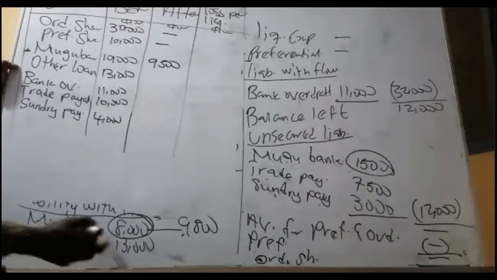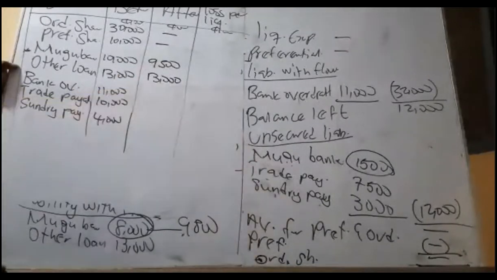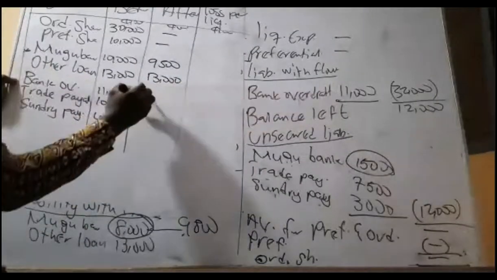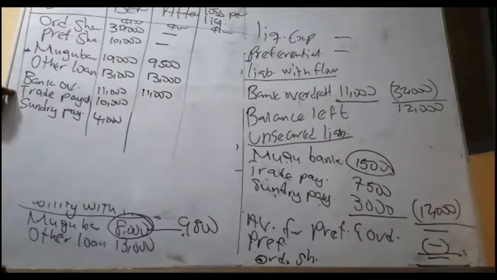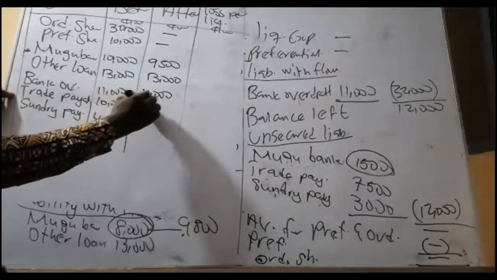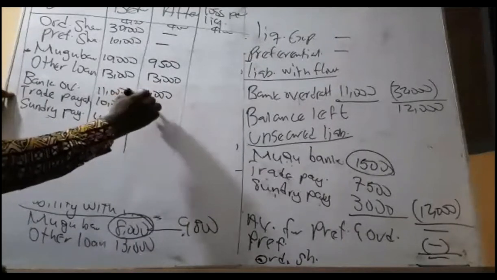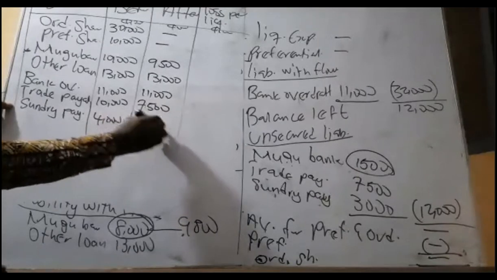Other loans had their money intact. Bank overdraft, they had their money intact. Trade payable, you give them 7,500. Sundry payable, how much do you give them? We give them 3,000 instead of the 4,000.